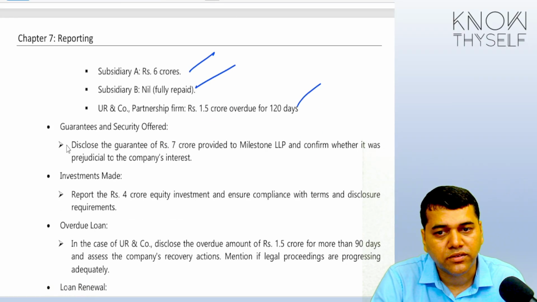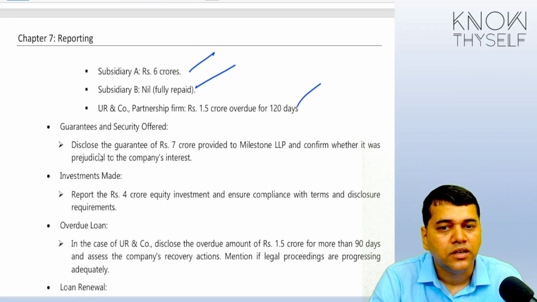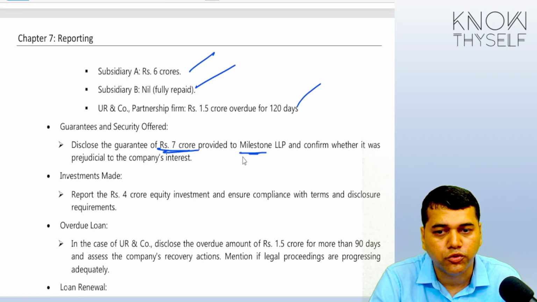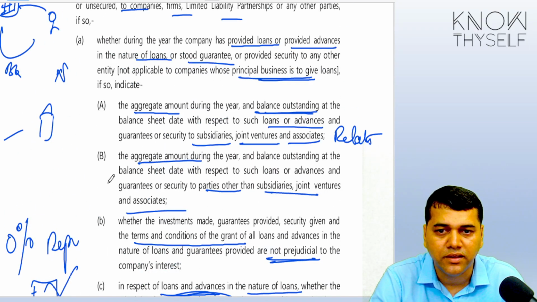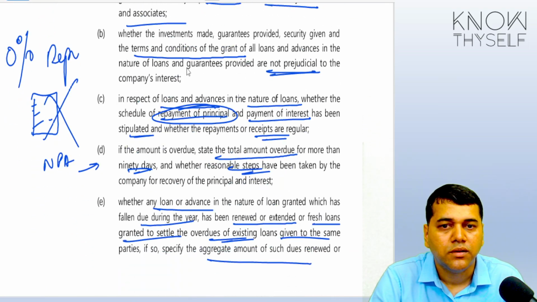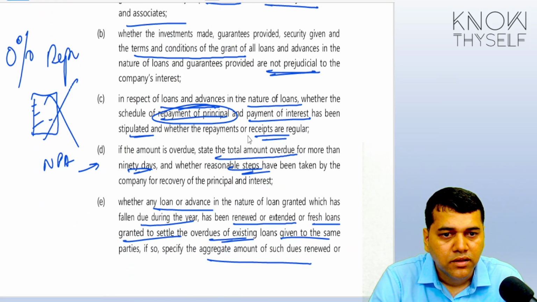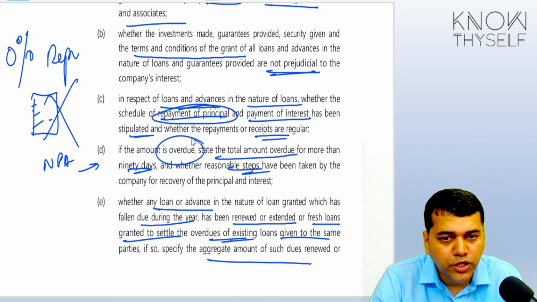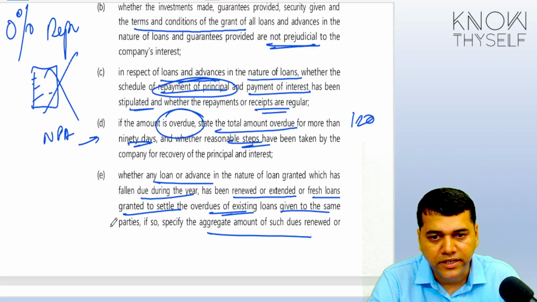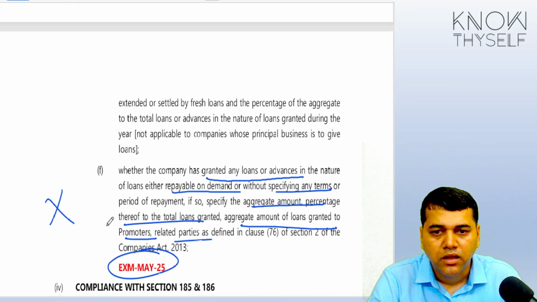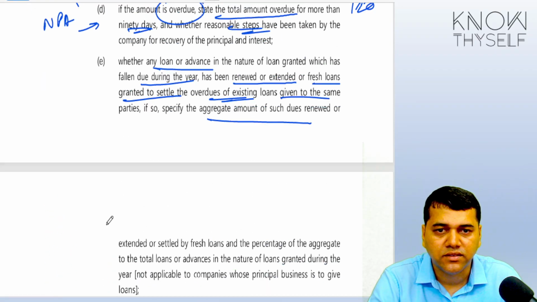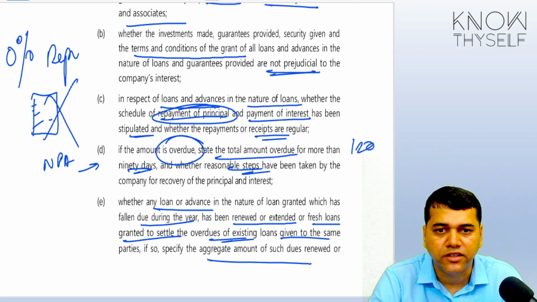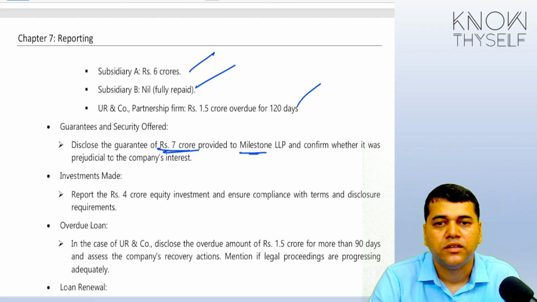Then, second clause, guarantees and securities offered. Disclose the guarantee of 7 crore provided to so and so, because if you go by this, first is the aggregate of loans to subsidiaries and to others. Now, prejudicial is not coming here. Amount is overdue, yes, 120 days. That you have to state, that you have already stated. Have you given any guarantees? Okay, guarantee is also covered here. Guarantee is provided, that also you need to say.